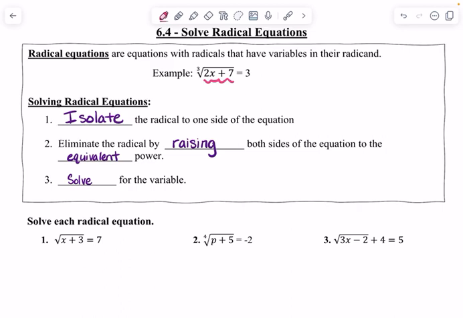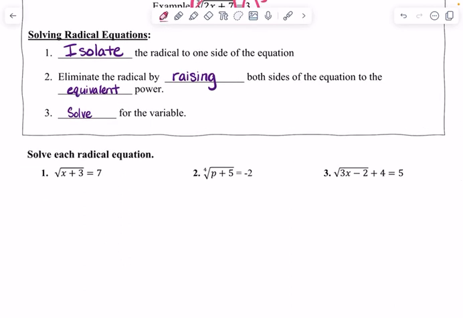And then after that's isolated, we're going to eliminate the radical by raising both sides of the equation to the equivalent power. So in your example, this is a cube root, so you would raise both sides of the equation to the third power, and that would undo or eliminate the root. Then you just solve for the variable. That gets you to the stuff inside.